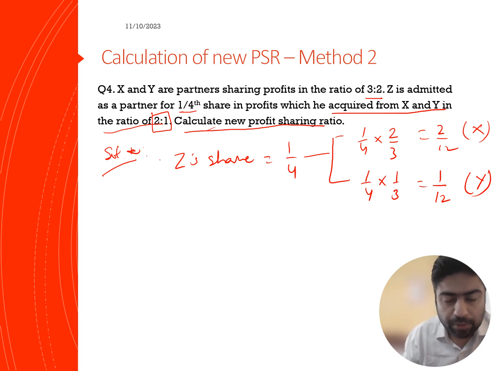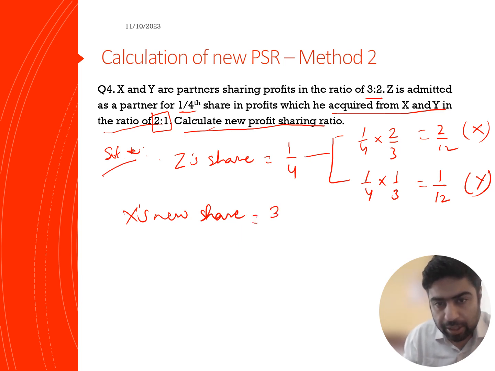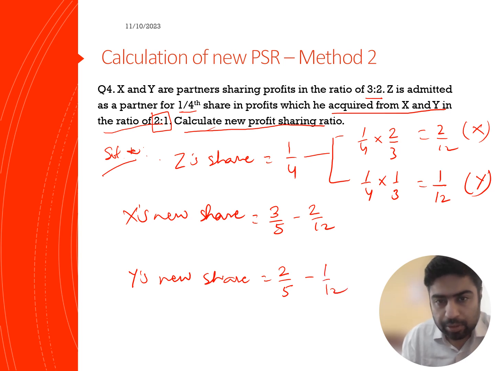Once we've got this value, we'll find out X and Y's new share. X's new share will be equal to X's old share, which is 3 upon 5, minus the sacrifice done by X, which is 2/12. Similarly, Y's new share will be equal to Y's old share, which is 2/5, minus the sacrifice done by Y, which is 1 upon 12.